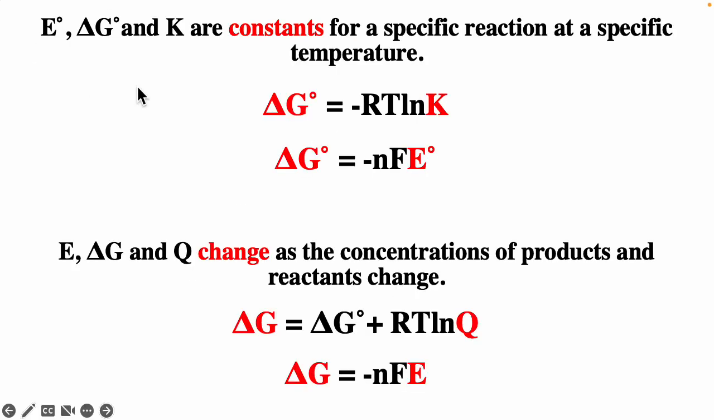We saw previously that delta G naught equals minus RT natural log K, and we see here that delta G naught equals minus NFE naught. And so delta G naught, K, and E naught are all constants for a specific reaction at a specific temperature. We also saw previously that delta G equals delta G naught plus RT natural log Q, and delta G equals minus NFE. And so delta G non-standard, Q, and E do change as the reaction proceeds.